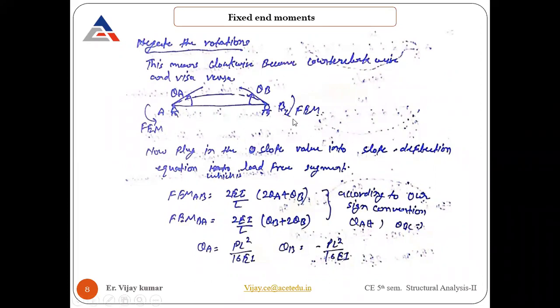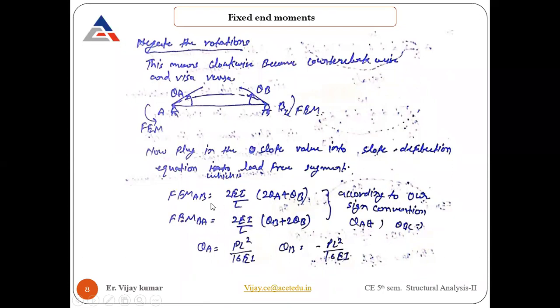So we are going to get the values of FEM. That is the second portion that we need to cut out from the beam, and then apply the superposition method and get the values of fixed end moment. What we need to do is negate the rotation. There is a theta A and theta B, because this fixed end moment will try to rotate in this direction, which is anti-clockwise. This is clockwise. Anti-clockwise is considered to be positive, clockwise is considered to be negative.